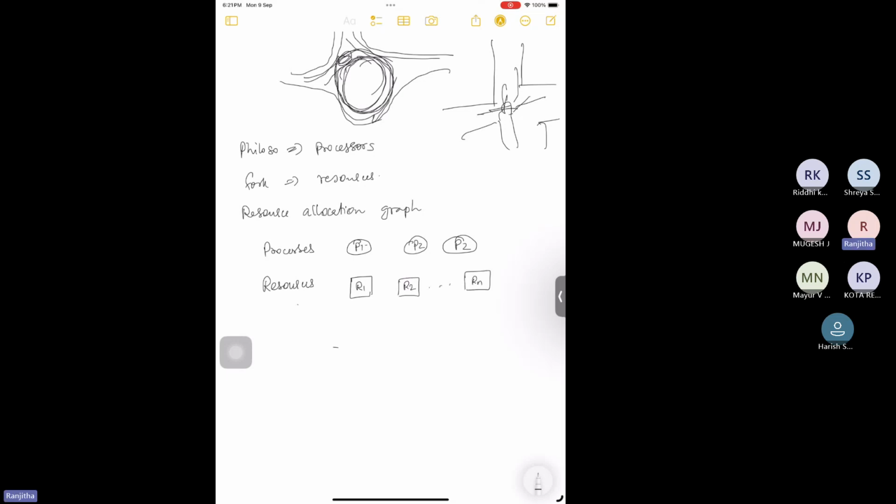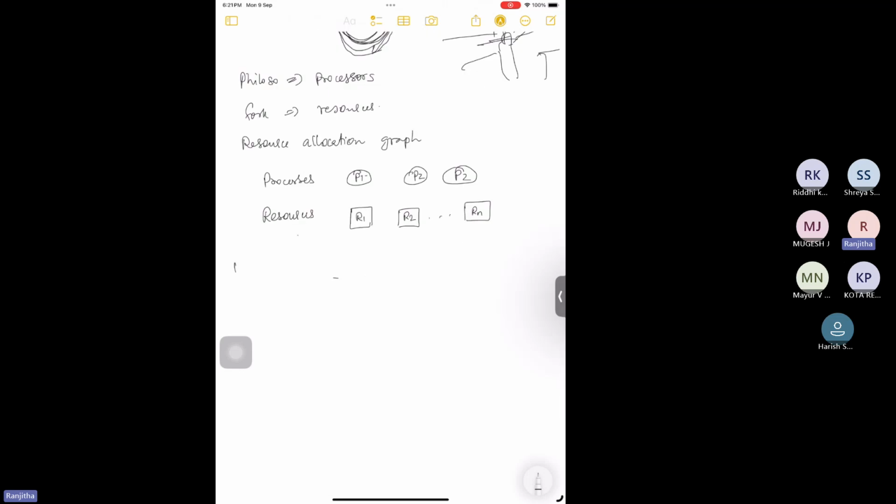Now, if we have a situation where resource R1 is allocated to P1, then we will have an arrow from R1 to P1. This is how we represent that R1 is now with process P1.